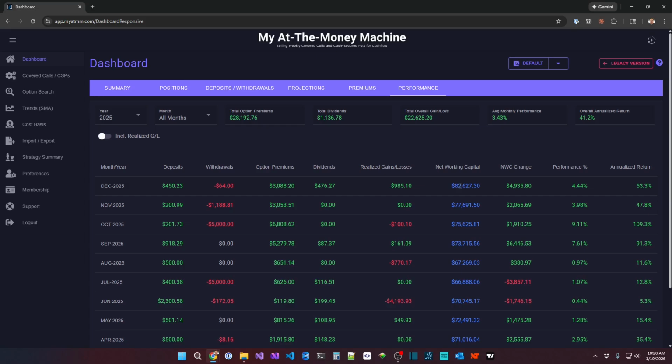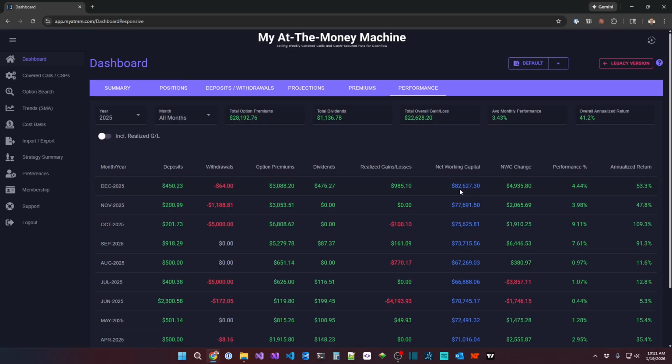So this number is not taking into account your unrealized losses. It's taking the total value that you bought the stock at, and it doesn't care how much you've lost unrealized on that. So this 82,000 is the total capital that I have involved plus all the premiums that I've made up until that point.